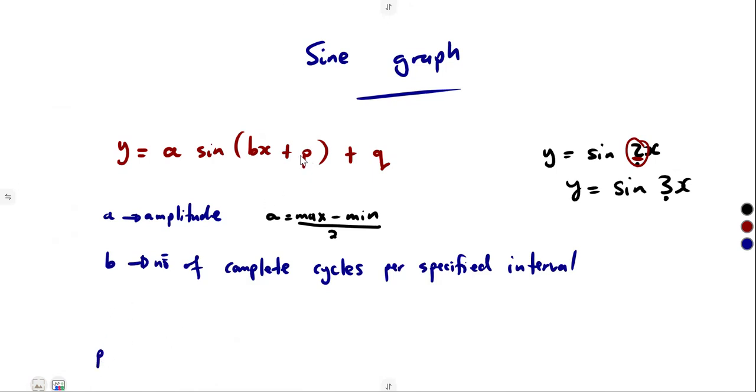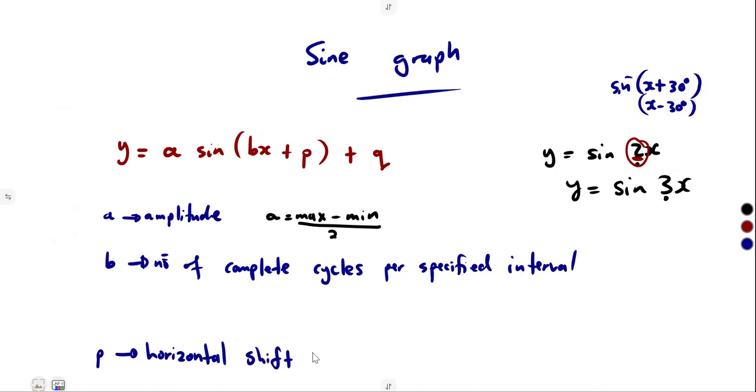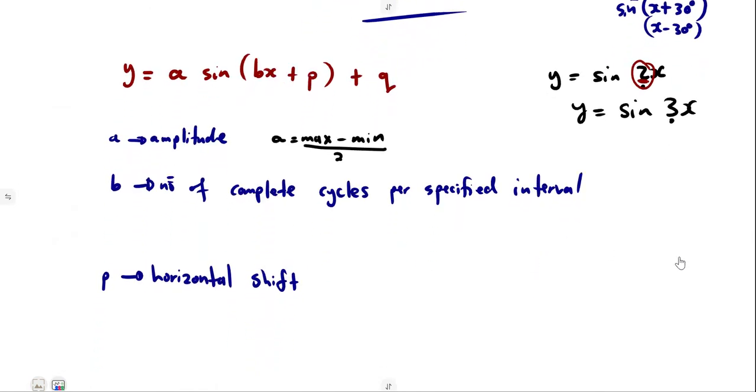Then P can be added to whatever you're given. Is it sine x plus 30 degrees? Is it sine x minus 30 degrees? Added or subtracted directly on x. It is a horizontal shift, which is called a phase shift. Remember, guys, I talked about transformations. Make sure that you watch the video on transformations. We're also going to look into that one later on.